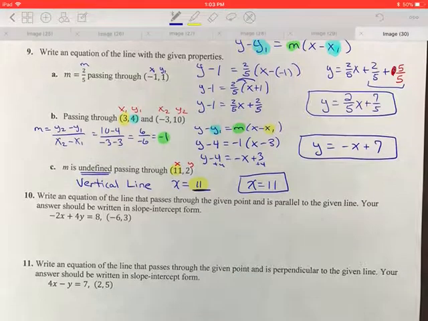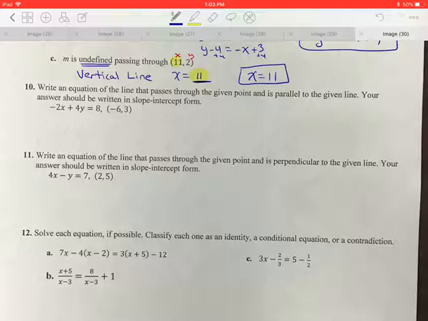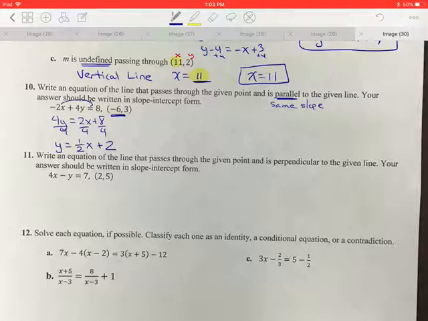All right, so continuing with the writing equations of lines, I want to write the equation of the line that passes through this point and is parallel to the given line. So remember, parallel means same slope. So I know my point, I need my slope. So I'm going to find the slope of the given line, and I'm going to do that by solving it for y. So first I'm moving the x to the other side where it changes signs, and then I'm dividing by 4. So I get y equals 2/4 which reduces to 1/2 x plus 2.